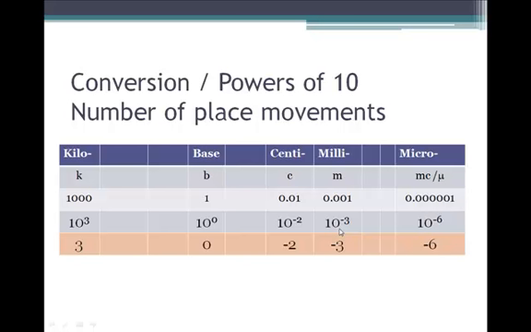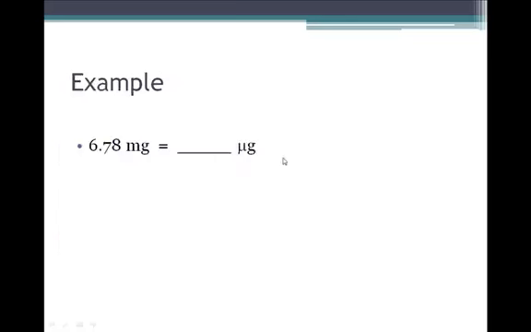Actually, a better way to look at it is the number of places we move from whatever we're converting from to whatever we're converting to. So let's take a look at some examples. We have 6.78 milligrams. Let's convert that to micrograms. This is the other symbol for micrograms, mu and g.